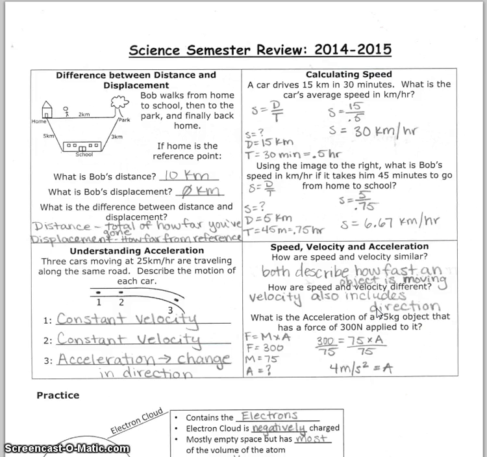So if I just know how fast it's going, like Bob up here, 6.67 kilometers per hour, that's his speed. But if I know that his motion is 6.67 kilometers per hour southeast towards school, then I know that that information is describing Bob's velocity because I know both how fast he's going but also the direction that he's moving in. Now, acceleration by definition is a change in velocity. So if there's a change in speed or a change in direction, then there's a change in velocity.